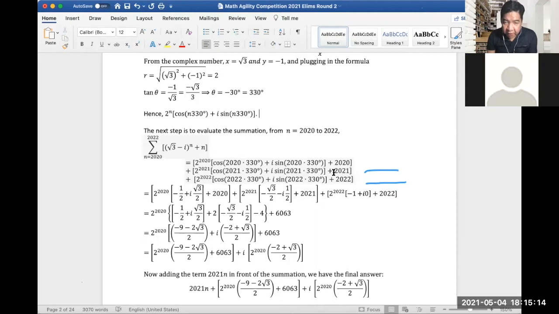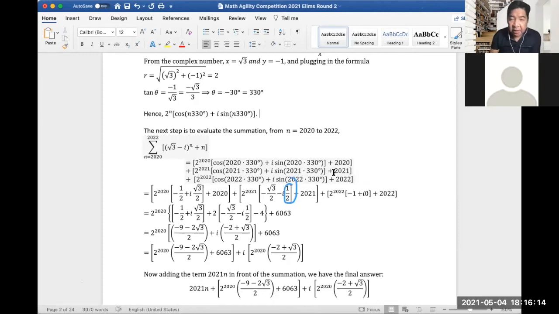And then for 2021, this time cosine would be negative square root of 3 over 2 because there's another 330, right? So it would fall on the other side at, I think, 150 degrees. I mean, not 150, sorry. Should be at 210 degrees. So at 210 degrees, we have square root of 3 over 2 for cosine of 2021 times 330 degrees. And then for sine of 2021 times 330, again that will fall at 210 degrees. So that would be negative 1/2. So if you see this part here, right, it's negative 1/2.